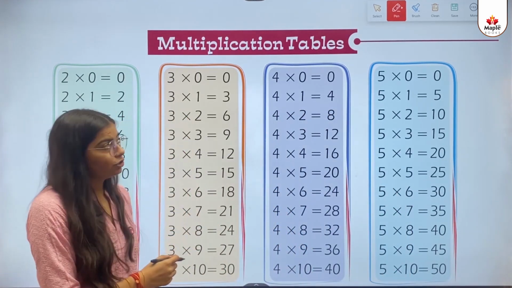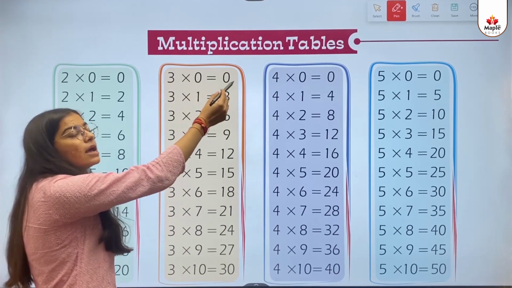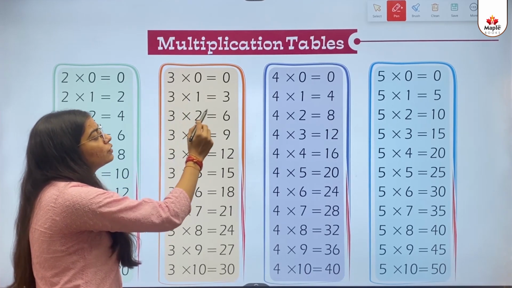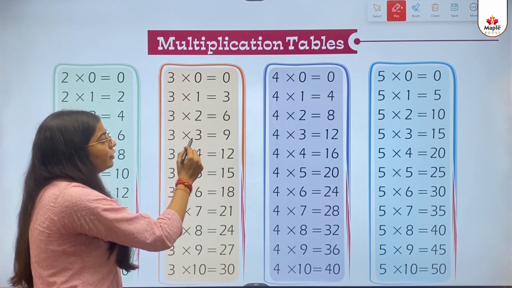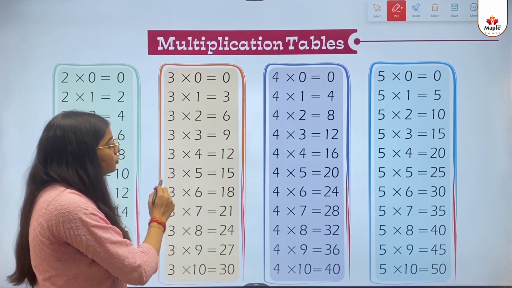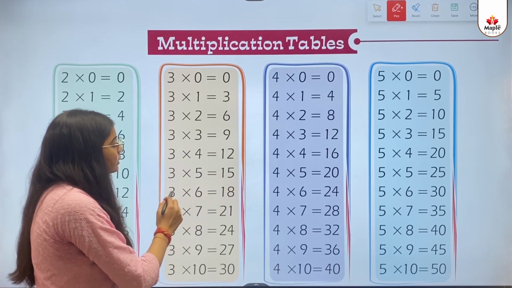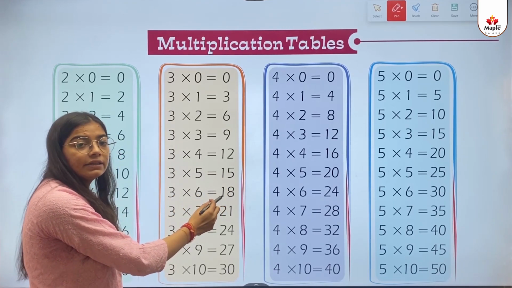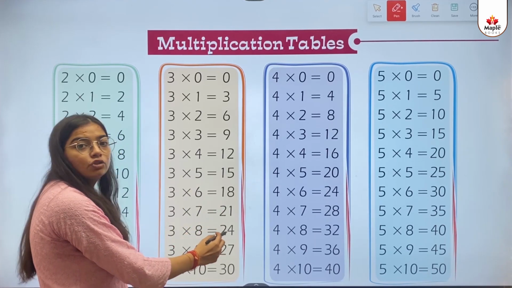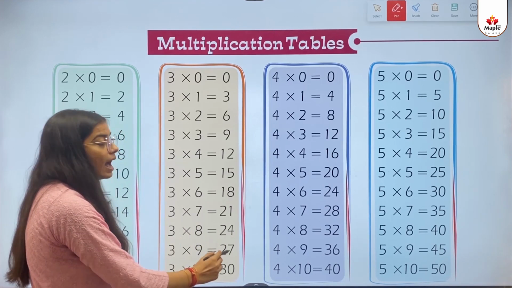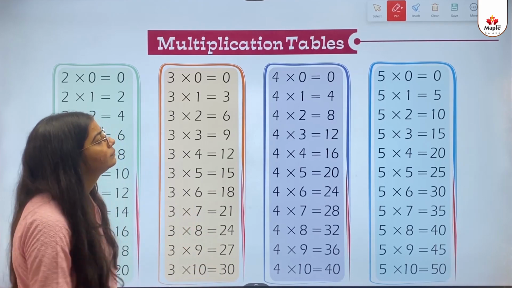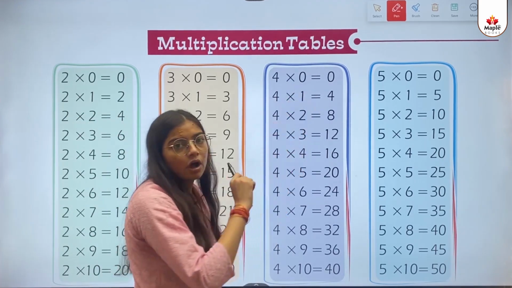Then we move ahead to 3. 3 zeros are 0. 3 ones are 3. 3 twos are 6. 3 threes are 9. 3 fours are 12. 3 fives are 15. 3 sixes are 18. 3 sevens are 21. 3 eights are 24. 3 nines are 27. 3 tens are 30.